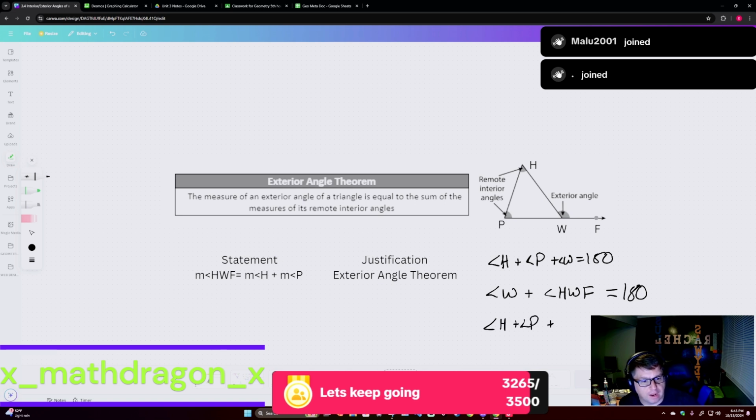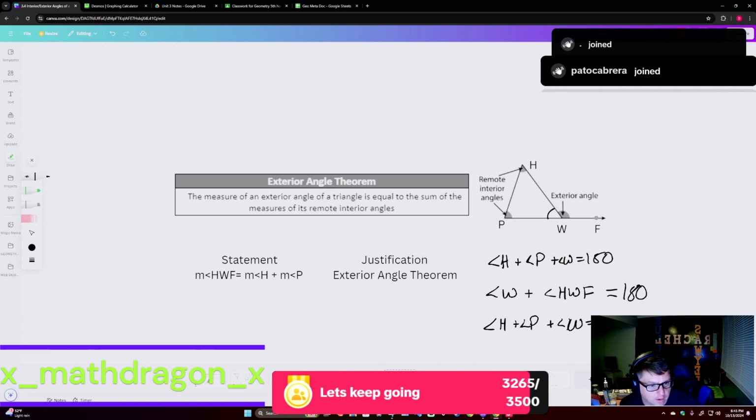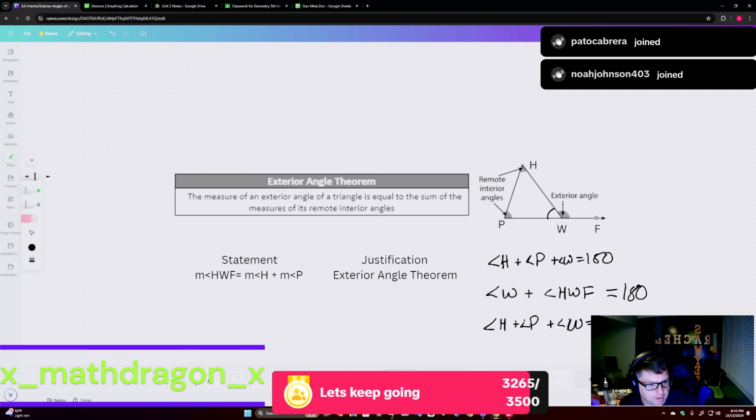And when I talk about angle W, because that's actually bad math teacher-ish talk, angle W is this angle right here. And then angle W plus angle HWF. If I subtract angle W from both sides, then they cancel, and I'm left with angle H plus angle P equals angle HWF, which is where the proof comes from in the first place.